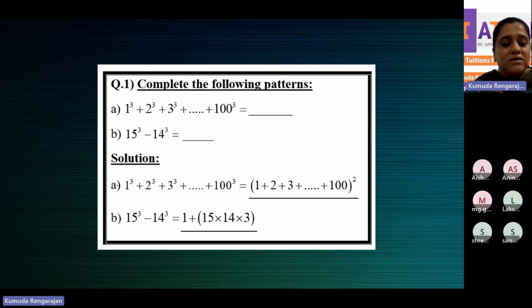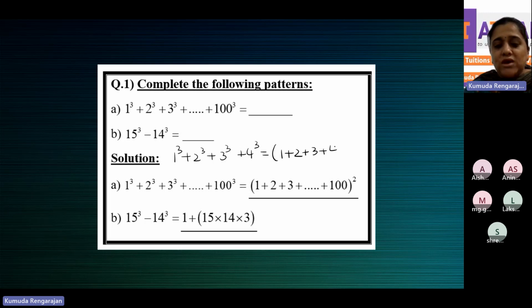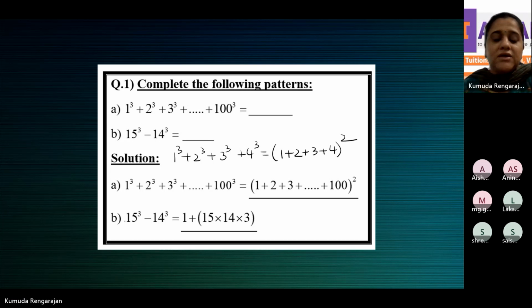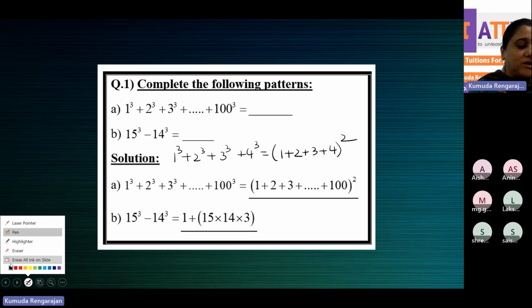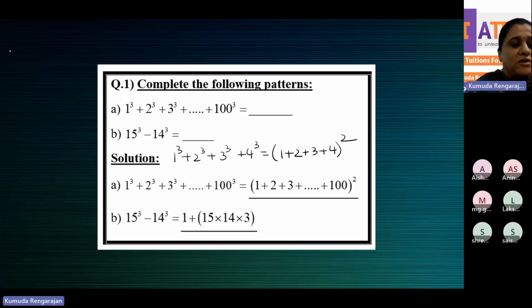And what is the pattern? Supposing you have 1 cubed plus 2 cubed plus 3 cubed plus 4 cubed. This can be written as 1 plus 2 plus 3 plus 4, the whole square. This is the pattern. Okay, let's just check this. What is 1 cubed? 1. We'll just work the LHS. All of you listen to me. Don't write anything now.